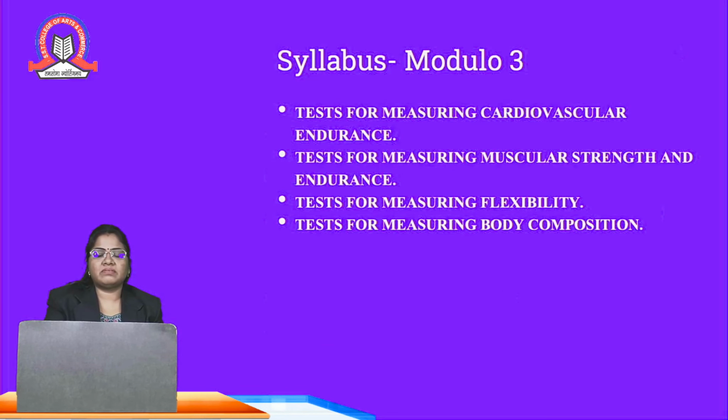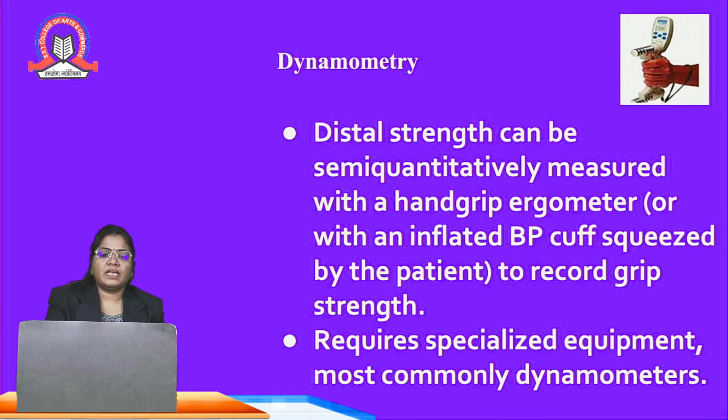This is the syllabus we have already seen. Test for measuring cardiovascular endurance, test for measuring muscular strength and endurance, test for measuring flexibility, test for measuring body composition. In this we are going to see test for measuring flexibility and test for measuring body composition. There are many instruments to test the body strength, flexibility and muscular endurance.